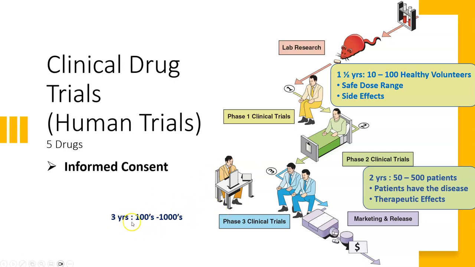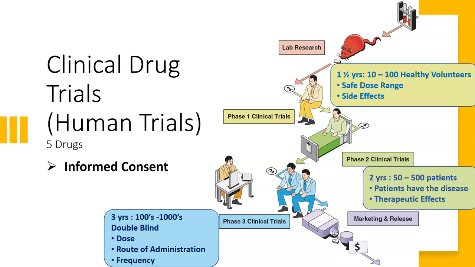For the last phase, we're going to use more patients. We're going to use between 100 and 1,000. And what we're going to do is, this is where a double-blind study will go. They're going to check the right dose, the route of administration, and the frequency.